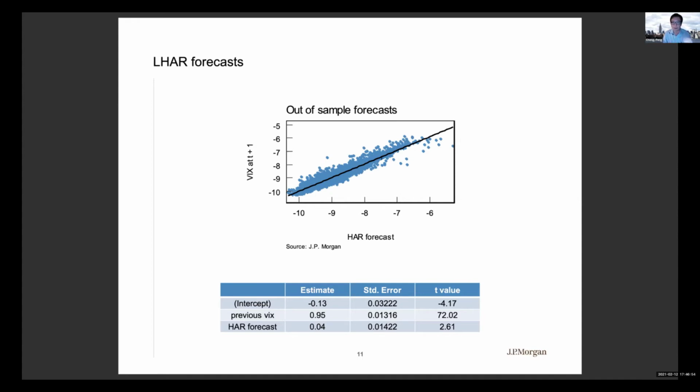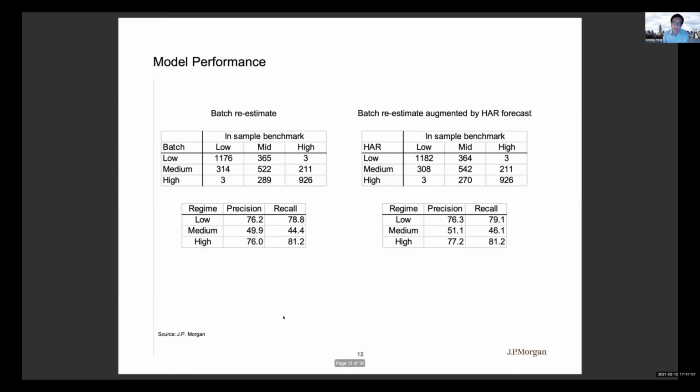And the R-squared is something like 0.97 in this regression. Okay, so what we would do is we would put the HAR forecast into our VIX time series when we run this HMM model. And here's basically the performance of, let's say, a batch estimate of HMM versus if we augment this batch estimation with our HAR model.